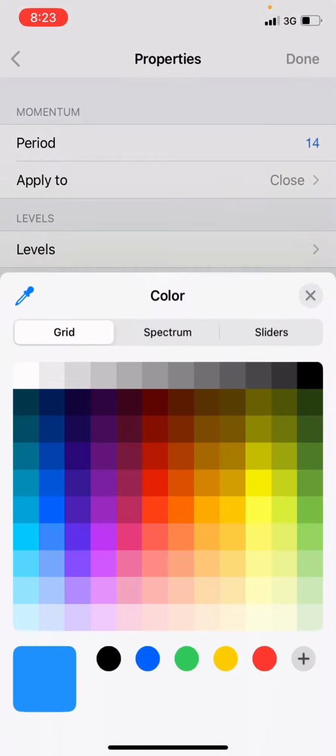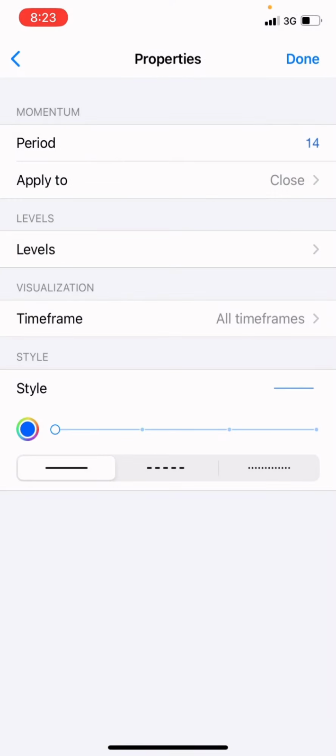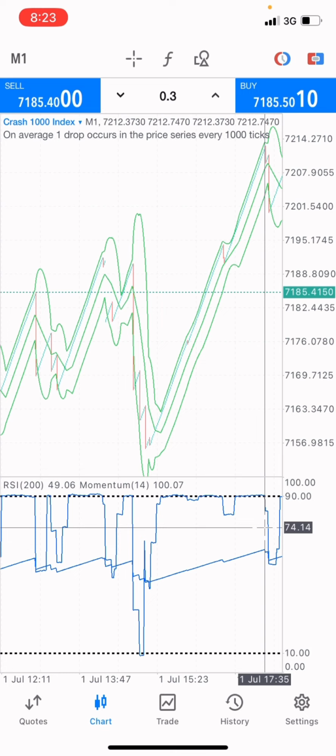which is the first one. Then the color, you select blue. As you can see, I just selected blue. And the pattern is going to be the straight line pattern. Then you click on done. So these are the 3 indicators we're going to be using for this strategy.